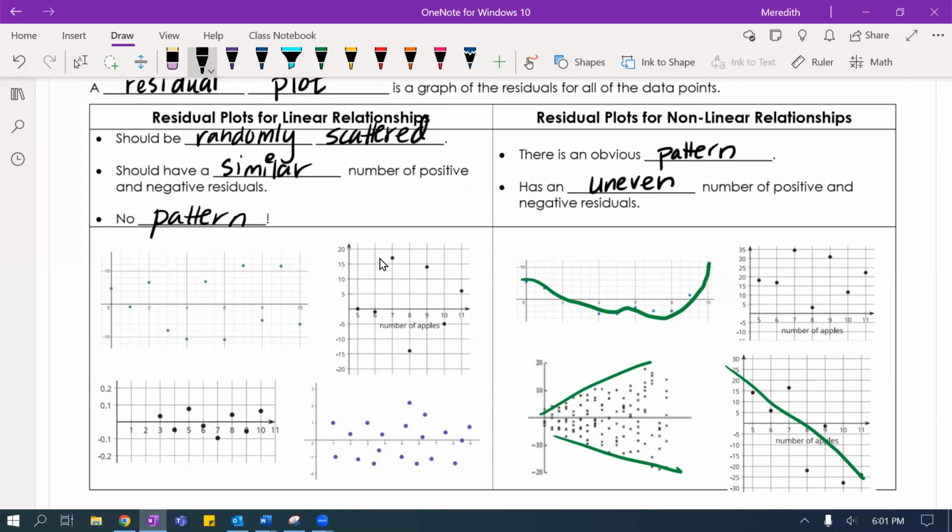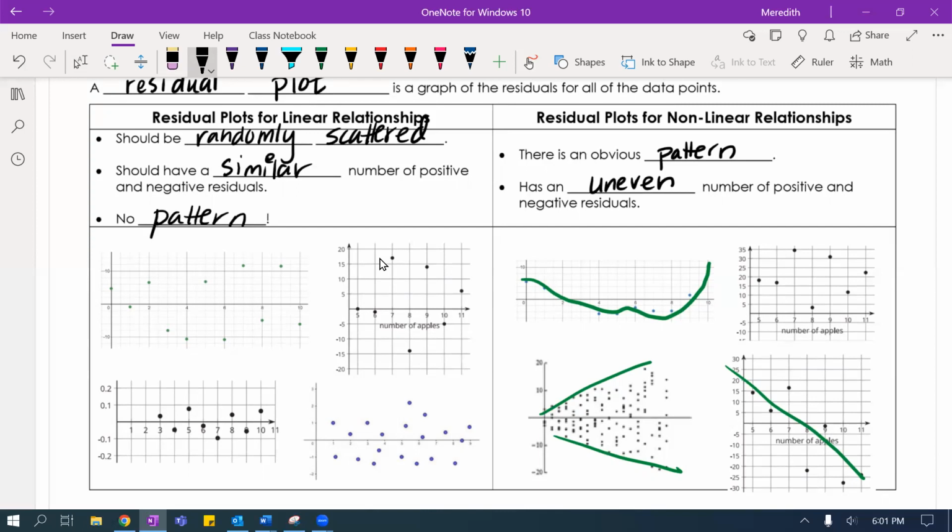And I connected some of these patterns to show you. There's an uneven amount of positive and negative. So there's more points either below or above that line, lots more points above or below. So if you look at this first graph, it makes this UW shape. That's a clue that it's nonlinear.